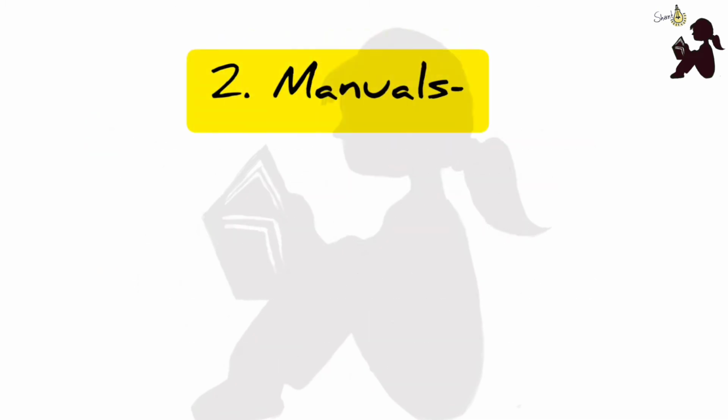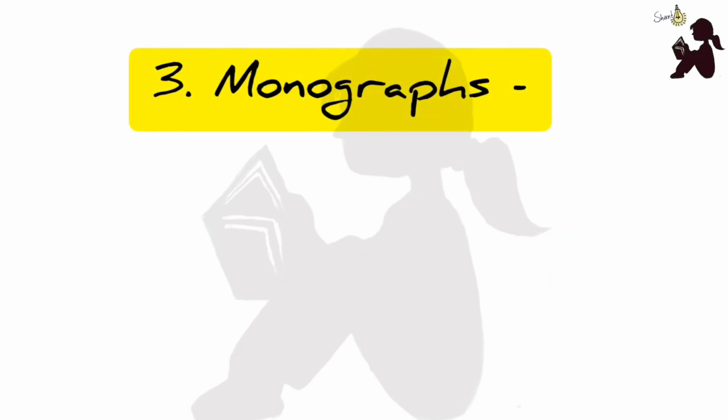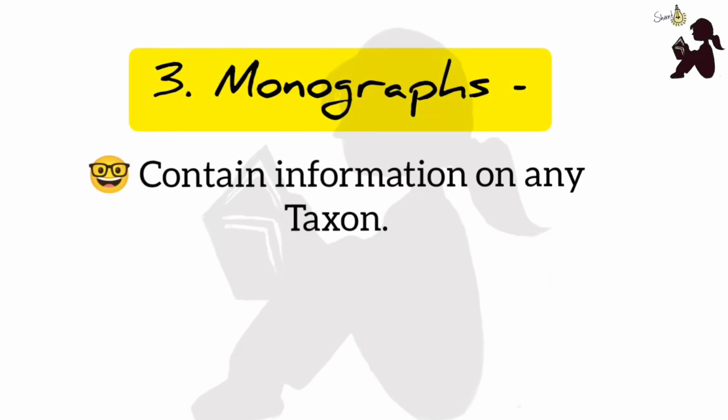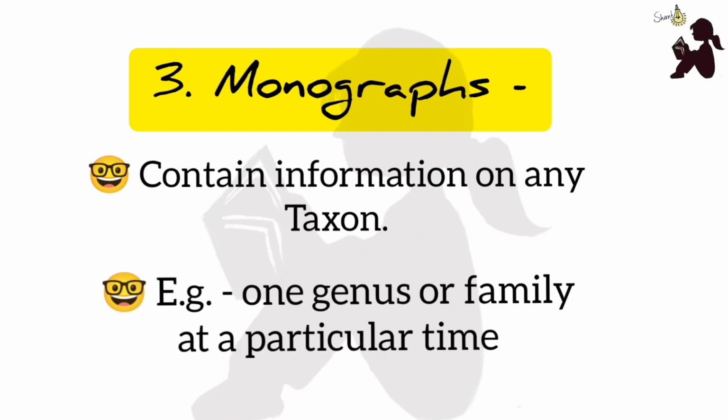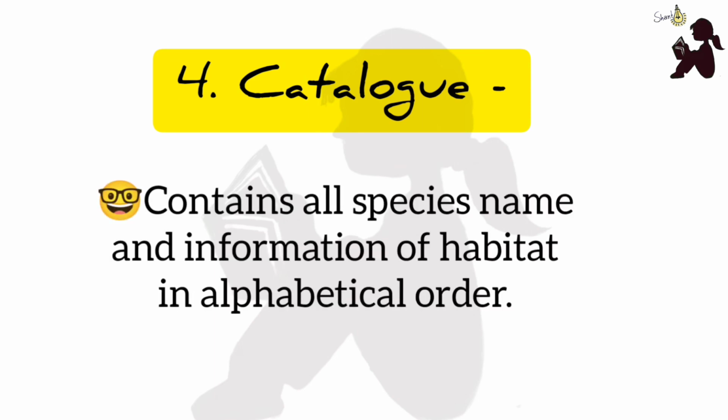Number 2 is manuals, which are useful in providing information for identification of names of species found in an area. Number 3, monographs contain information on any one taxon, for example, one genus or family, at a particular time. Number 4, catalog. It contains all species names and information of habitat in alphabetical order.